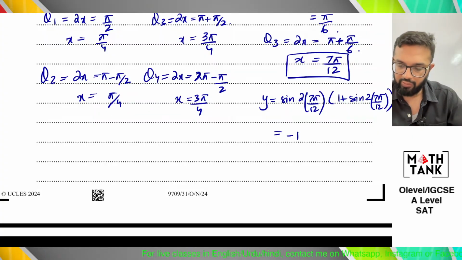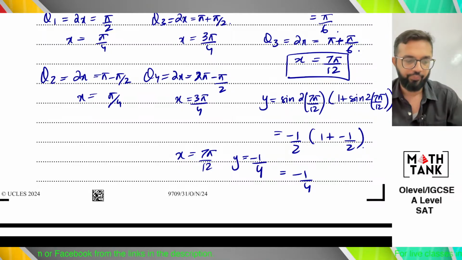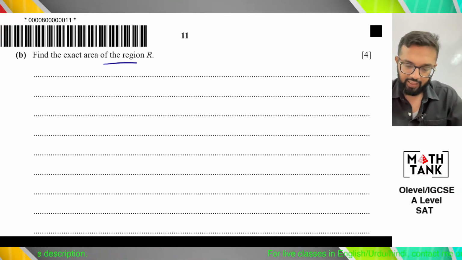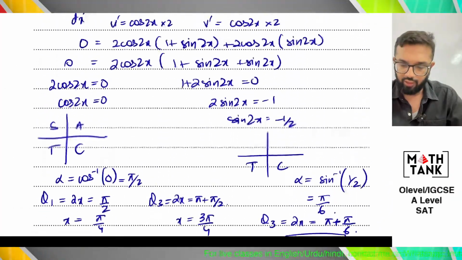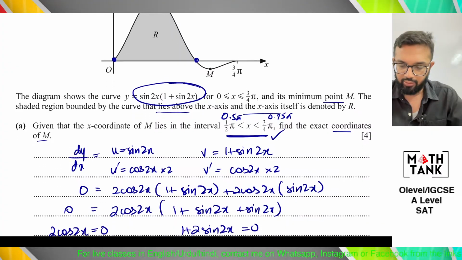That gives me minus half, 1 plus minus 1 over 4. So x is basically 7 pi over 12 and y is minus 1 over 4. Okay, those are the correct answers. It says find the exact area of the shaded region R. For that, I will first have to find out what the limits are.